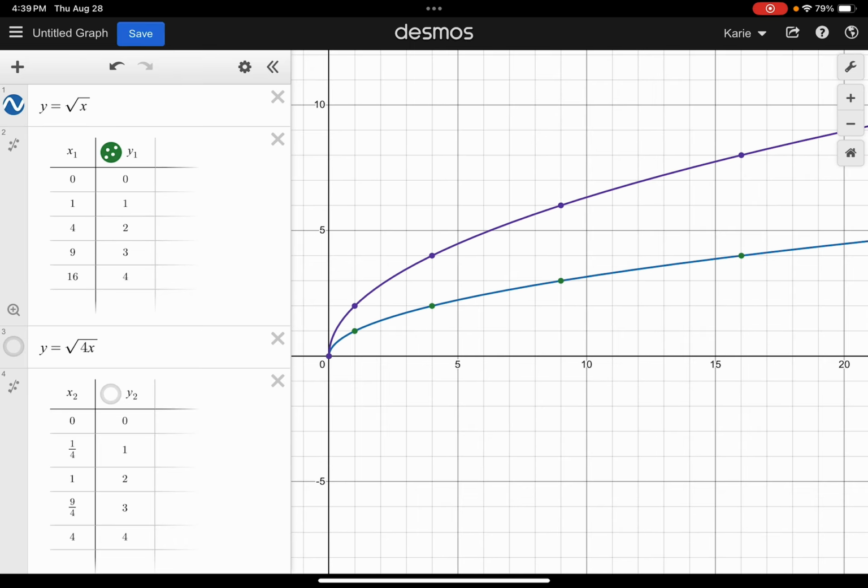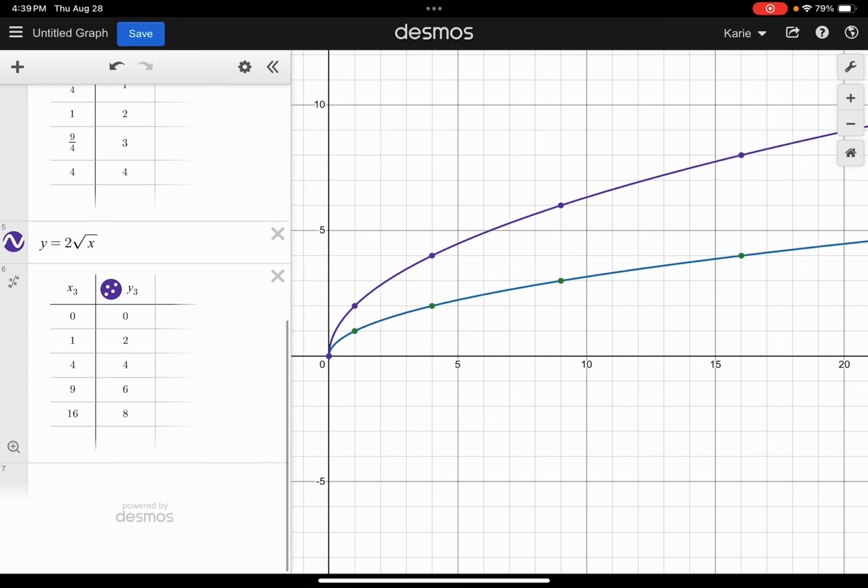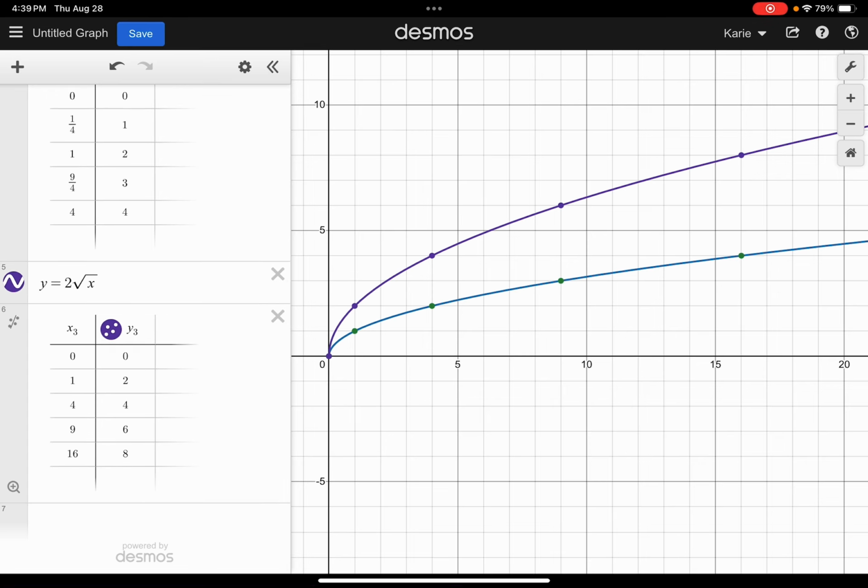And so this one is now the point (16, 8) compared to that (16, 4) that we were looking at. This was (9, 3), and then that next one doubled. Okay, so on each of those, when the number is out in front, where did it go? Right here. So when I have the number out in front, it's going to be a vertical transformation, a vertical dilation. When that number is bigger than 1, it's a vertical stretch. Okay, so the y values were multiplied by 2.